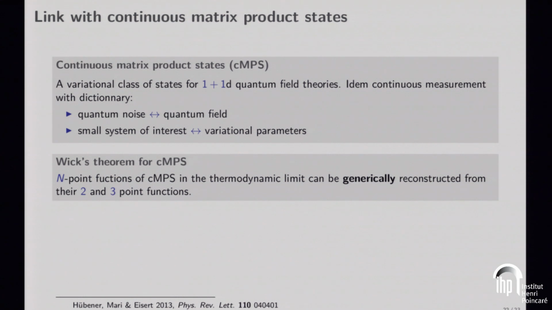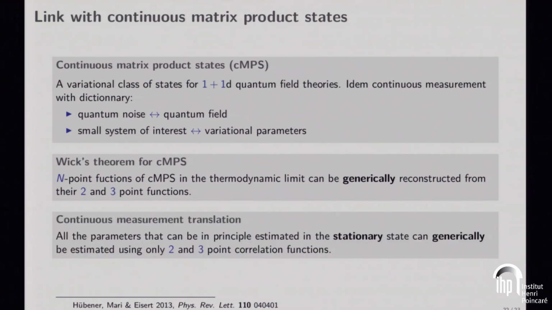And it turns out there is a result by Izard's group from 2013, where they show that the n-point functions of a CMPS in the thermodynamic limit can be generically reconstructed from their 2- and 3-point functions. So what does it mean with the dictionary in our case? It means that all the parameters that can in principle be estimated in the stationary state can generically be estimated using only 2- and 3-point correlation functions.